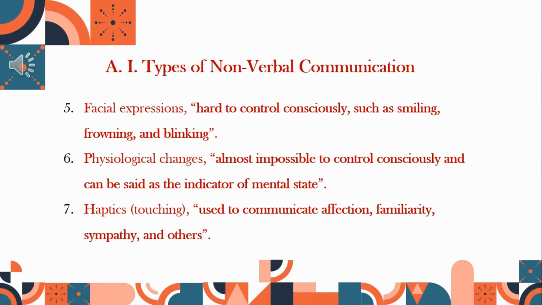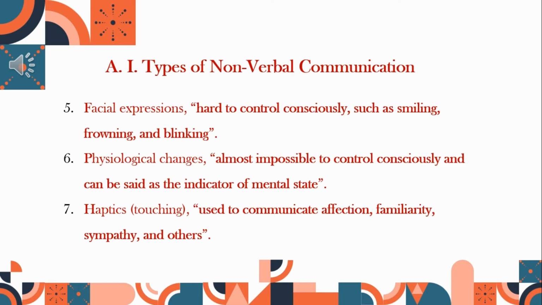Number 5 is facial expression. It is hard to control consciously, such as smiling, frowning, and blinking. The face is an important communicator. It is said that the face is the index of the mind because it expresses many emotions like happy, sad, angry, fear, confusion, interest, and uncertainty. For example, if we hear good news like there is no lesson today, we will smile unconsciously, and it means that we are happy or like this situation.